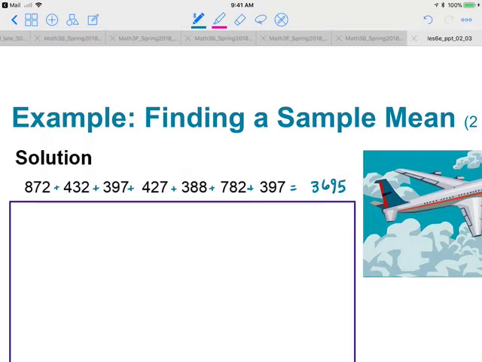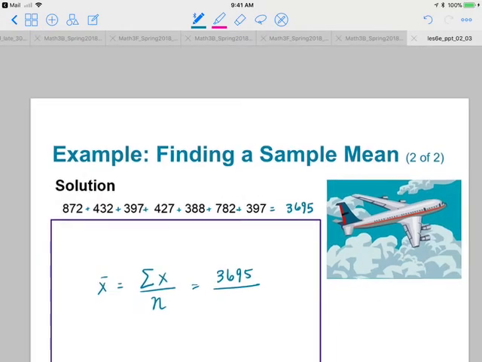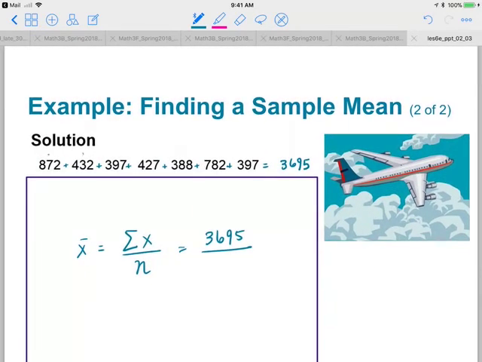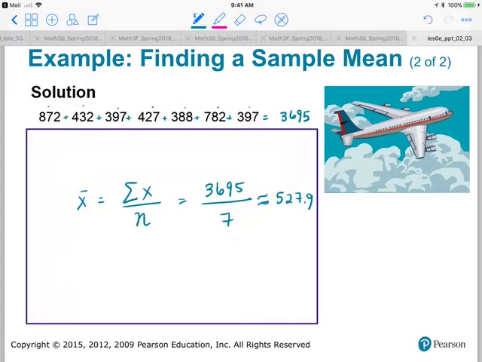3695. Okay? So, x bar is supposed to be the sum of your values divided by n. So we just found the sum of our data entries, 3695. Now what is n? N is supposed to be the number of entries that we have. So let's count. 1, 2, 3, 4, 5, 6, 7. N is equal to 7. So 3695 divided by 7, that's approximately 527.9.